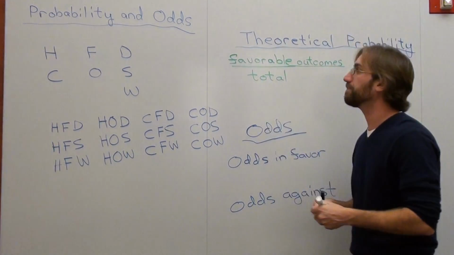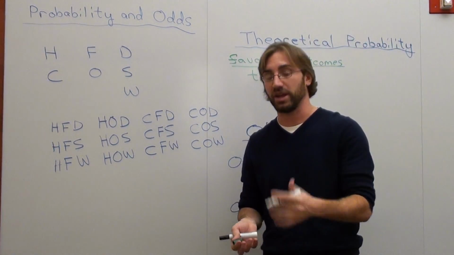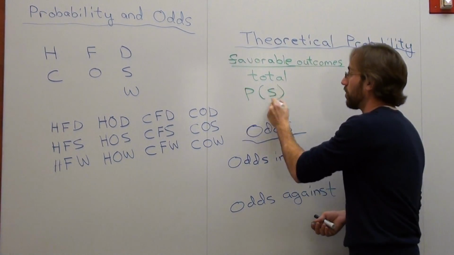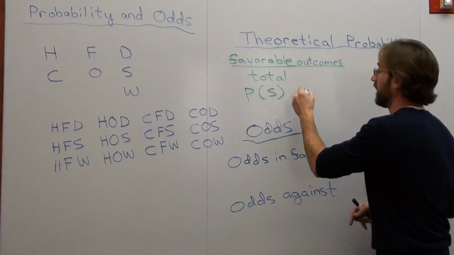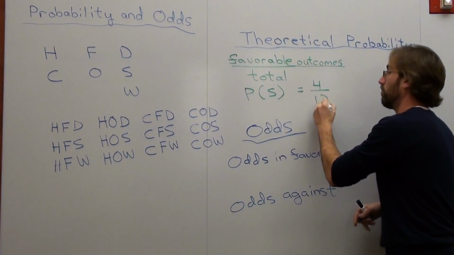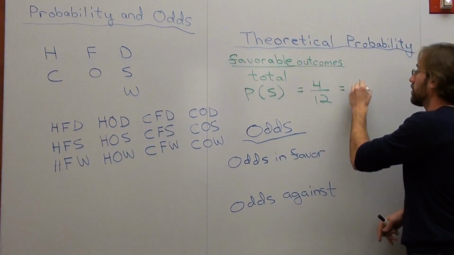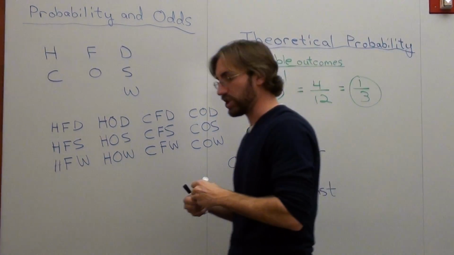What's your probability of ordering a shake? Probability and odds are not the same thing. So your probability of ordering a shake, there's 4 out of 12 altogether. Mind you, that's theoretical probability, not experimental. So it's 1 over 3. That's your probability of ordering a shake.